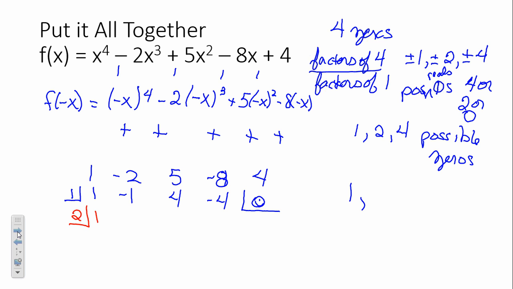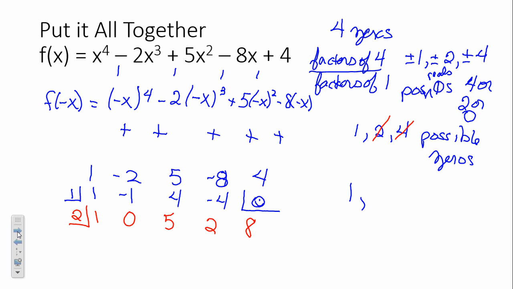Drop our 1. 2 times 1 plus a negative 2. 2 times 0 plus 5. 2 times 5 plus a negative 8. And 2 times 2 plus 4. You see how we have no changes of signs? So there's no way that 4 is going to be a 0 either. Once we know this isn't happening and this isn't happening, then we'd have to go back and try 1 again. Okay?